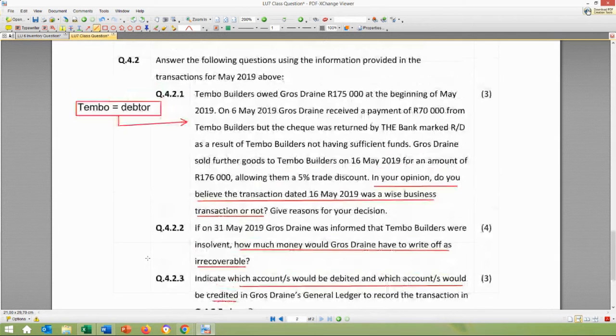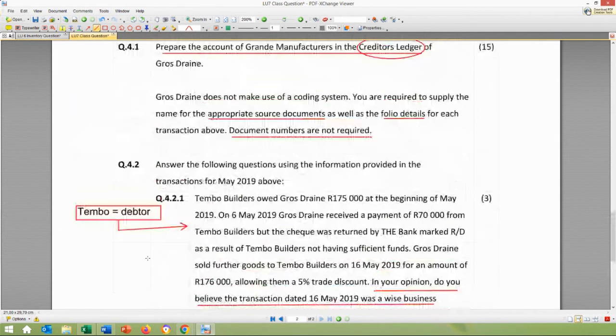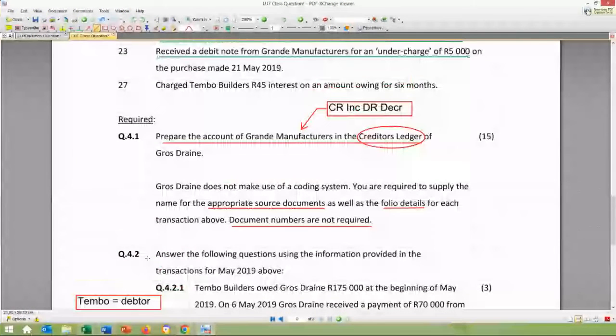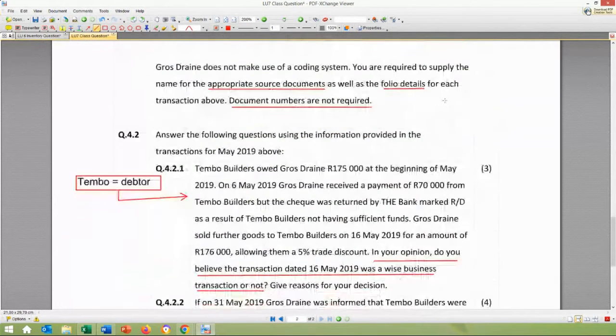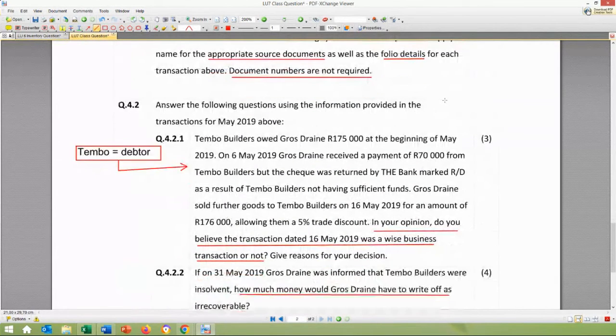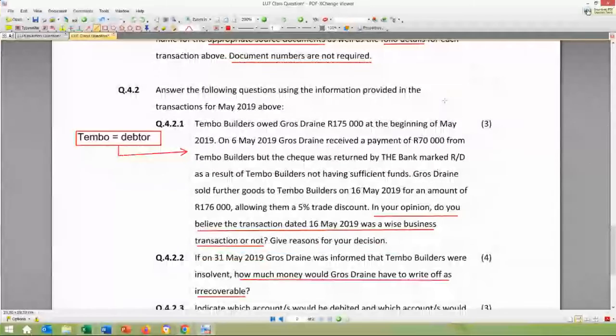Oh wait, and there's some additional information which I need to show you as well. Just remember, interest was also charged at 45 Rand. Okay, so how would you calculate how much money we need to write off?